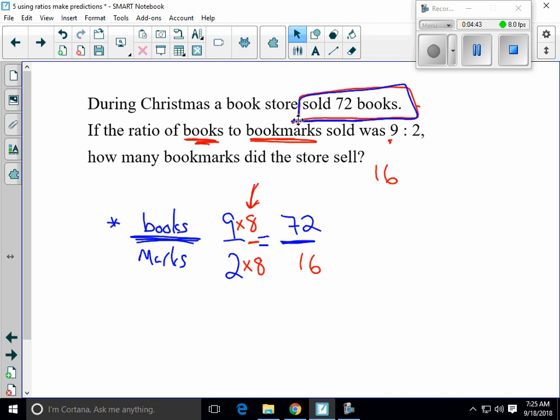Okay, so these fractions in the end are equivalent. They have the same value. They look different, but they are equivalent. They have the same value.